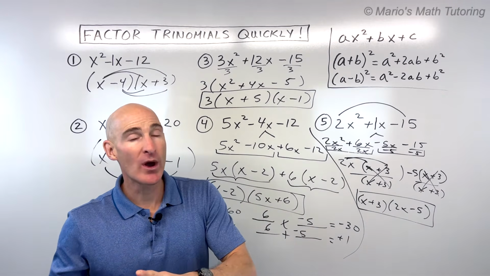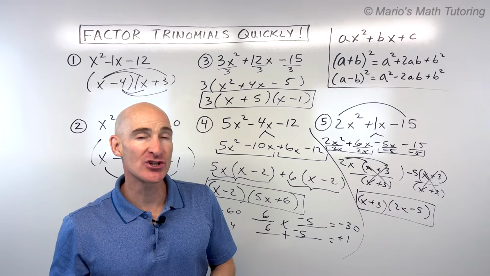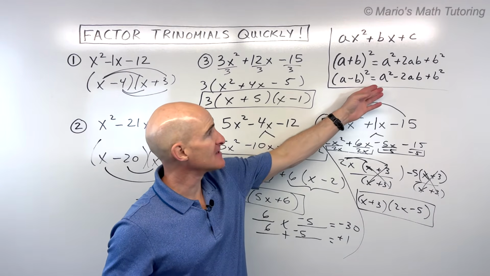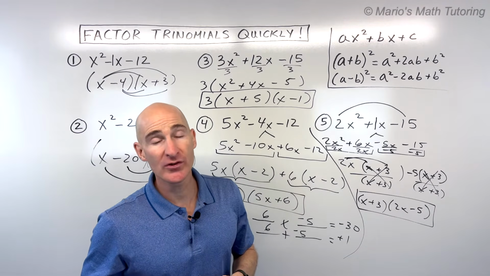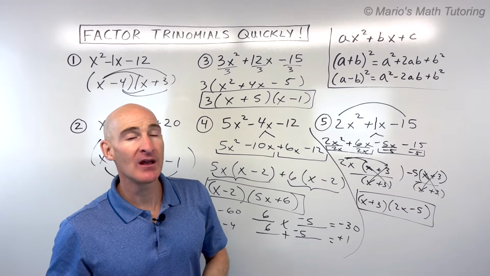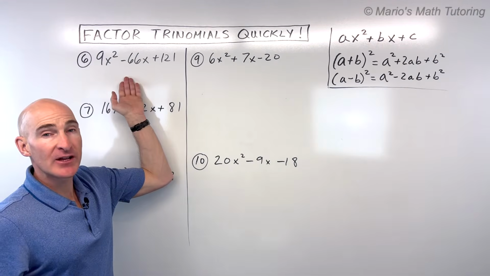So let me erase the whiteboard. We've got 5 more examples I want to show you that are important. We're going to be talking about things like perfect square trinomials, which also comes up a lot. So let's look at that next. Okay, let's take a look at number 6 now.